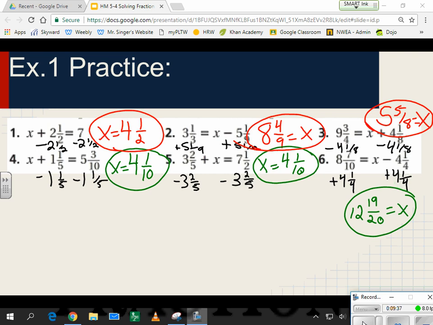For 5, we had to subtract 3 and 2/5 from both sides. X equaled 4 and 1/10 when simplified. And finally, 6, we had to add 4 and 1/4 to both sides. And when we simplified that one, you got 12 and 19/20. So if you got all 6 correct, even if you got 4 out of 6 correct, give yourself a huge pat on the back because you are really doing a good job.